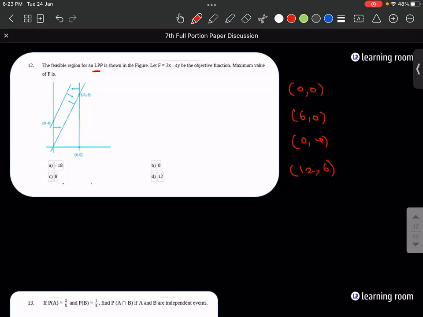So 0, 0, what will be the answer? 0. 6, 0, 18. 0, 4, minus 16. 12, 6, 36 minus 24, 12. So which is the maximum? 6, 0.